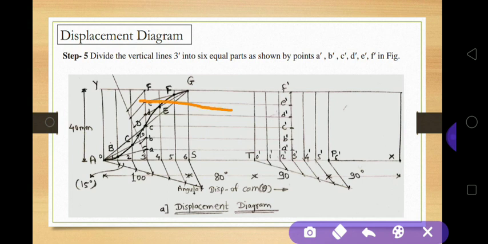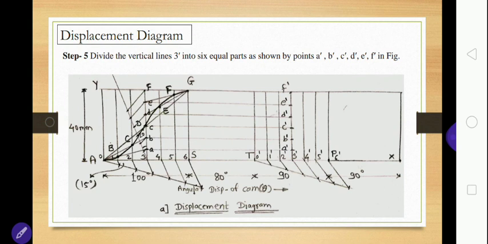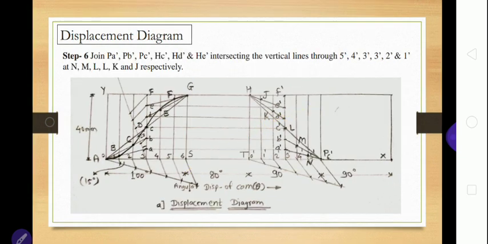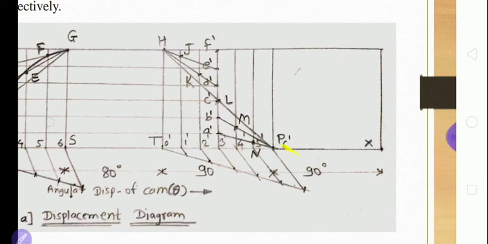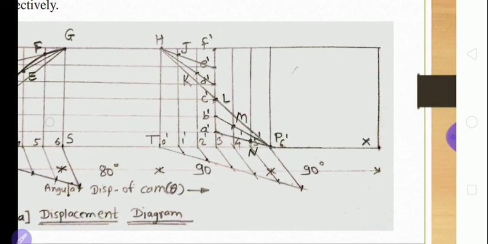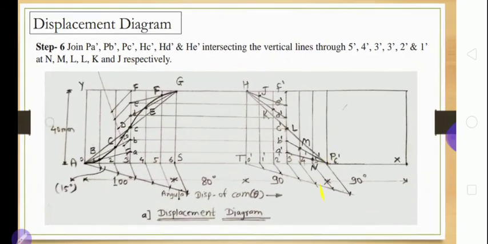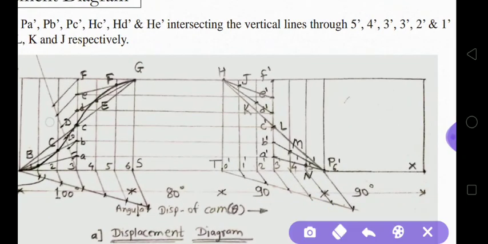Just draw the horizontal lines from these points so that you will get the 6 equal parts on that 3 dash line also, and give the names as A dash, B dash, C dash, D dash, E dash, F dash. The next step is to join these A dash, B dash, C dash, D dash, E dash, F dash points from P as well as H, and wherever these are cutting the vertical lines, give the names as points M, N, L, K and J.